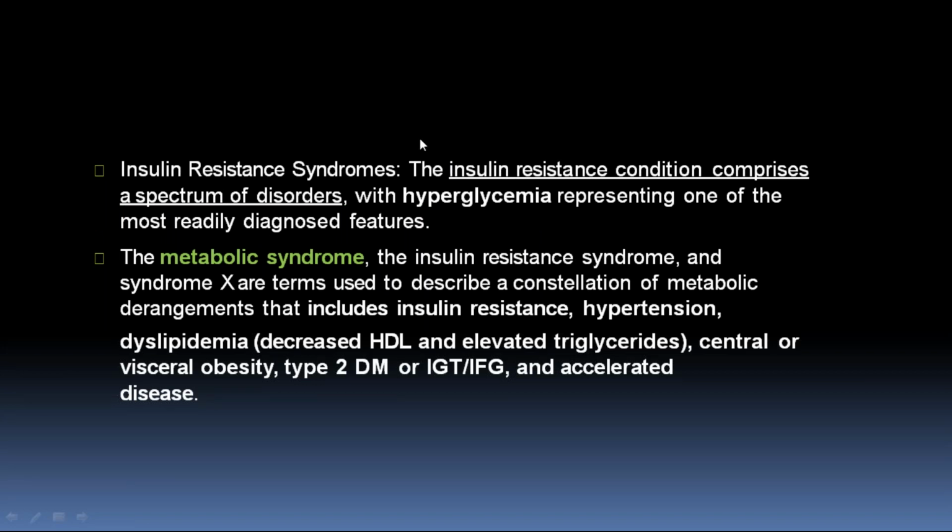So coming to insulin resistance syndrome, the insulin resistance condition comprises a spectrum of disorders with hyperglycemia representing one of the more readily diagnosed features. The metabolic syndrome, just to mention it, is also called insulin resistance syndrome or syndrome X, where there's a constellation of metabolic derangements that include insulin resistance, hypertension, dyslipidemia, decreased HDL, increased LDL, and elevated triglycerides, central or visceral obesity, type 2 diabetes mellitus or impaired glucose tolerance, impaired fasting glucose, and accelerated cardiovascular disease.